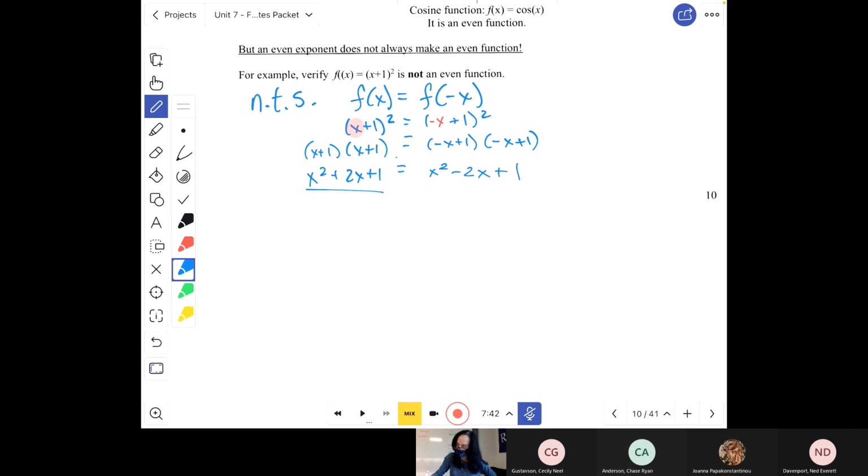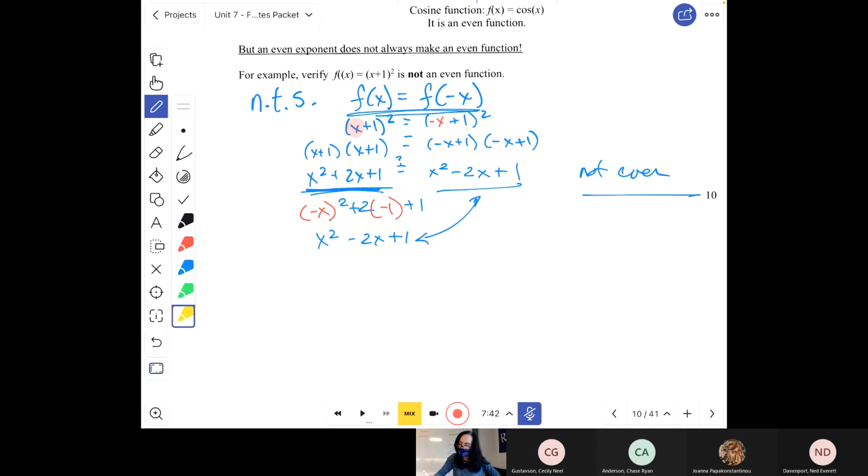Are these equal? No, so it is not even, right? Because we have shown that this is not true. Now, is there a shorter way I could have done it instead of actually going back into the original function? I could have taken this version and replaced each of these x's with a negative x. And I'd still get x squared minus 2x plus 1, right? So it doesn't matter which way I do it. The key is it's not even.